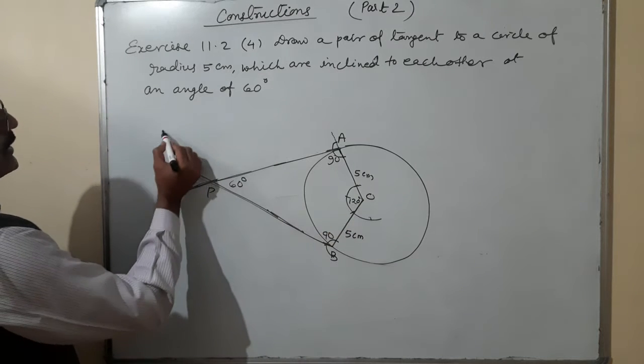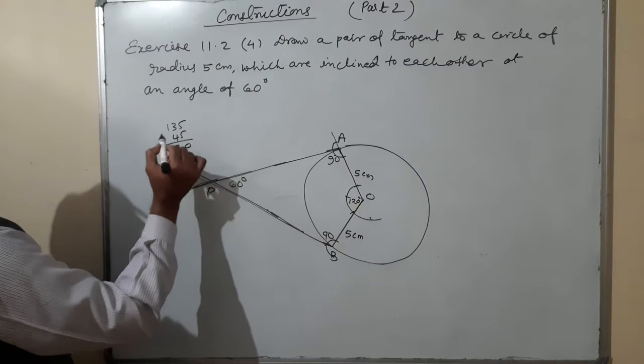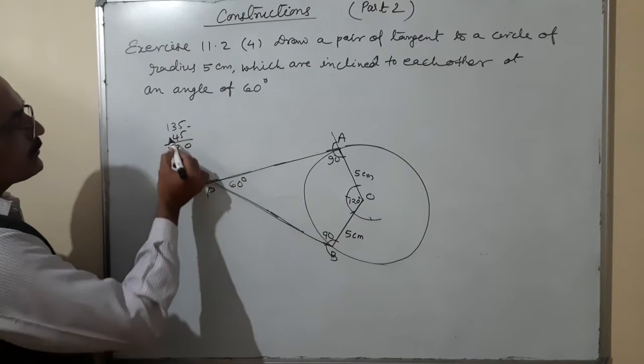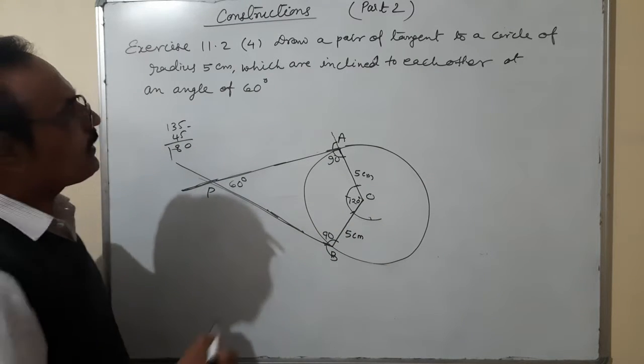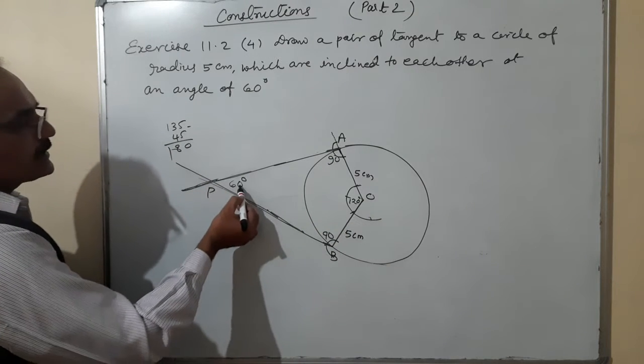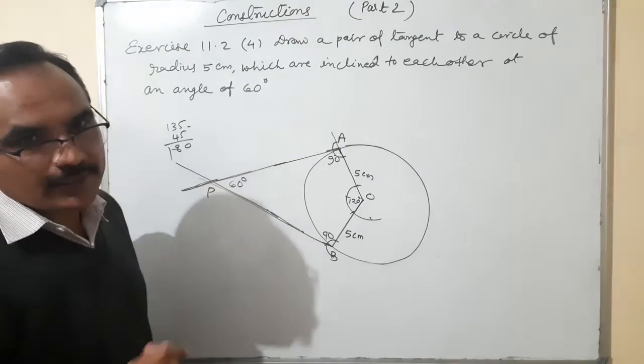I will take here 135. 135, 45, 10, 8, 180. So if this angle we want to create a 45, here we have to make an angle of 135. Suppose they are asking that the inclined angle is 80 degree. So this is 80 degree. What is the value of this? The value of this is 100 degree.